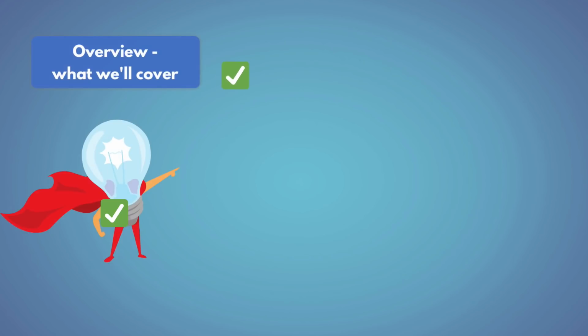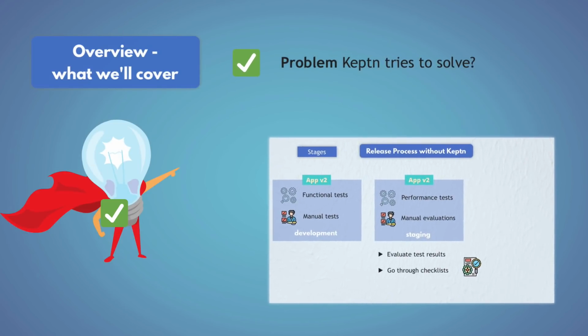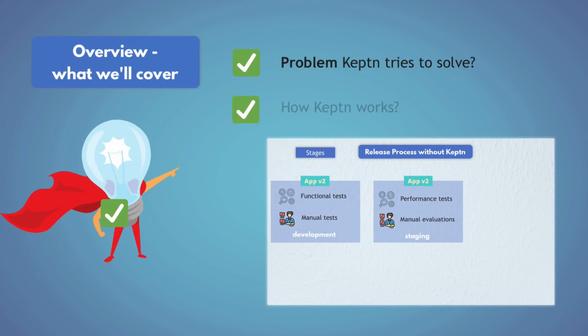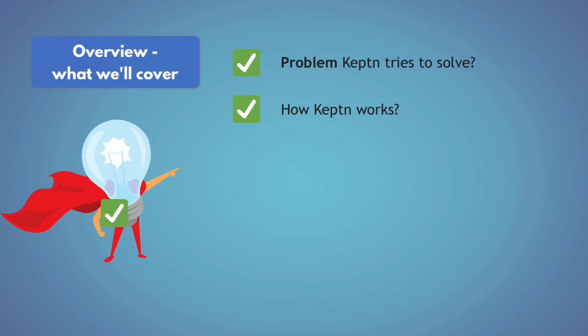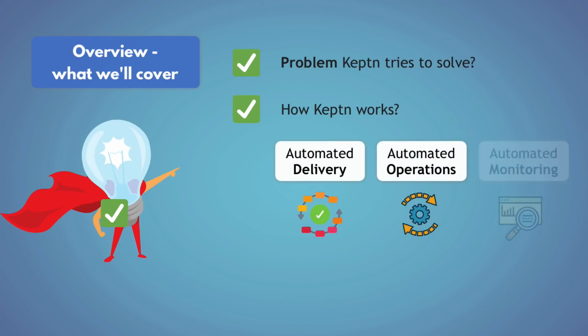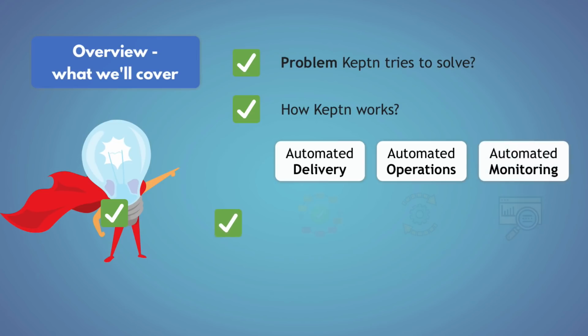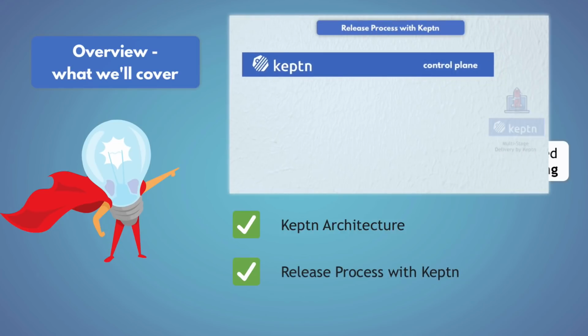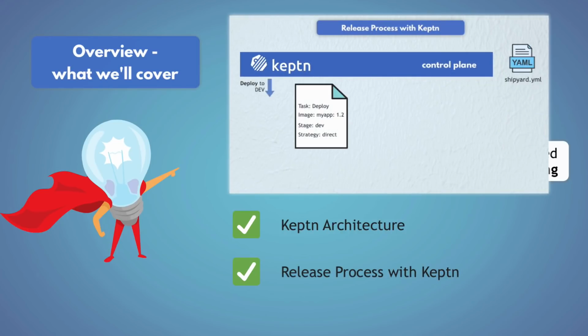First, we will understand the problem Keptn tries to solve in the release process, and then see in detail how Keptn works by looking at the three main use cases of Keptn of automated delivery, automated operations, and automated monitoring. We will look at Keptn's architecture and visualize how a more efficient and automated release process can look like with Keptn.